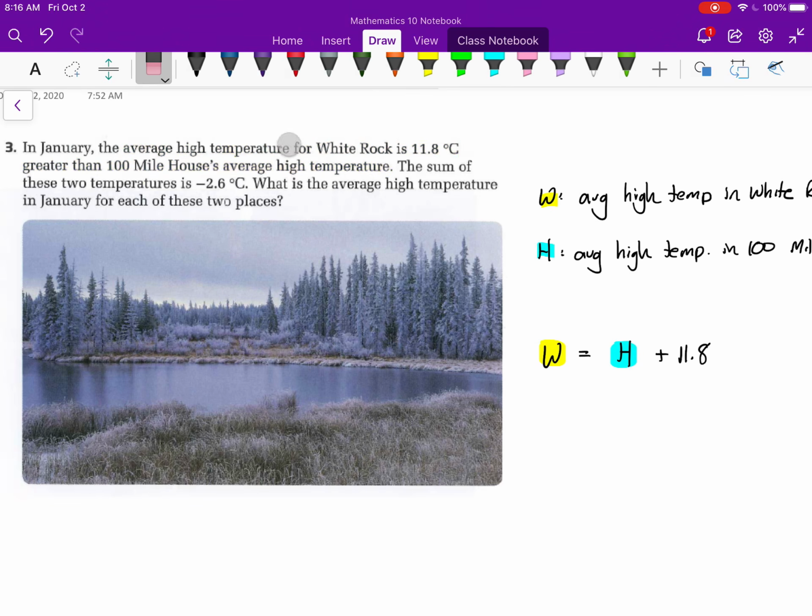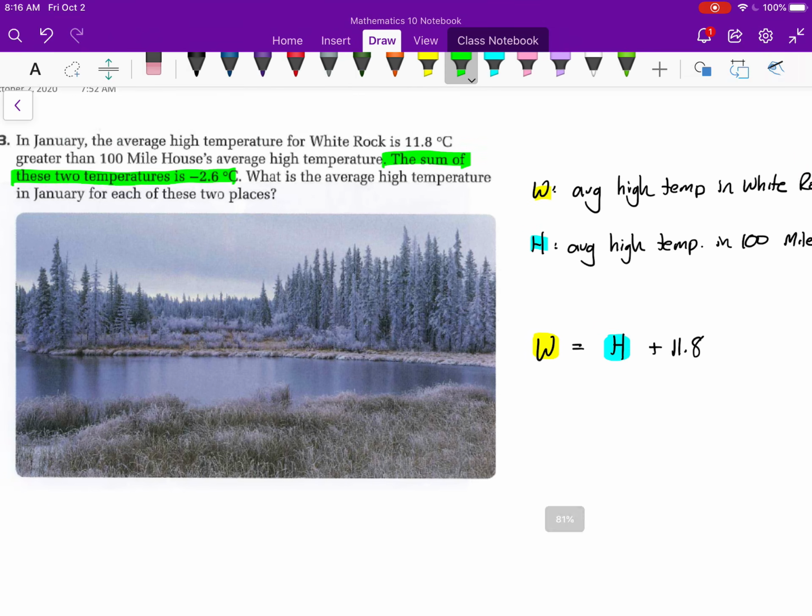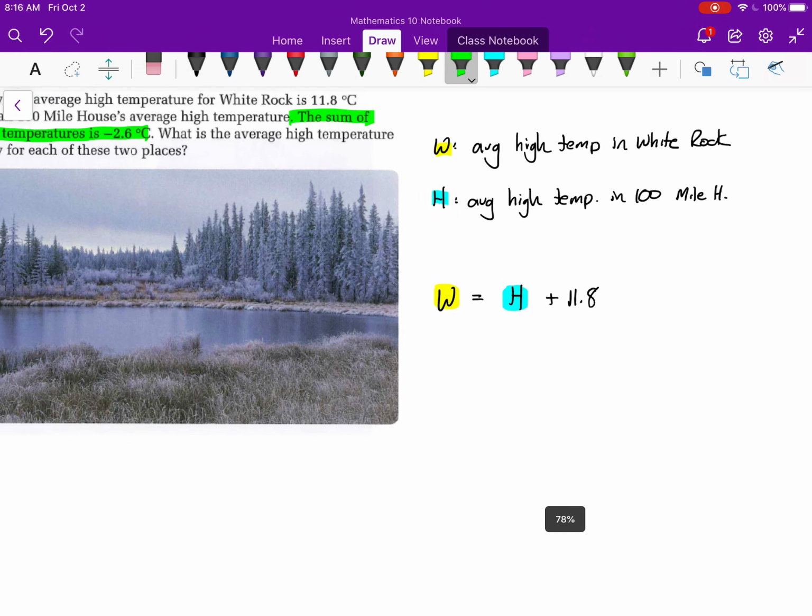All right, I need a second equation. The second equation comes from this sentence right here. The sum of these two temperatures is negative 2.6 degrees Celsius. So sum means what you get when you add the two values. So I know if I add these two values, I get negative 2.6. So I know W plus H equals negative 2.6. And now I've got the hardest part of the question done, which was creating my system, and now I can solve the system.